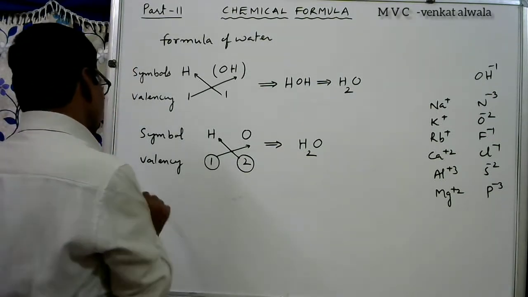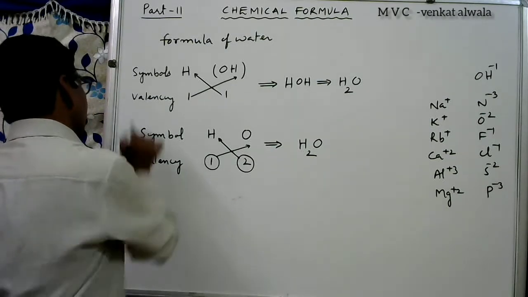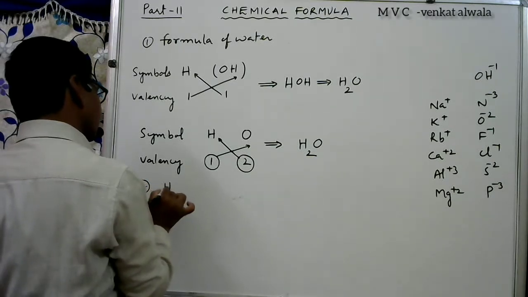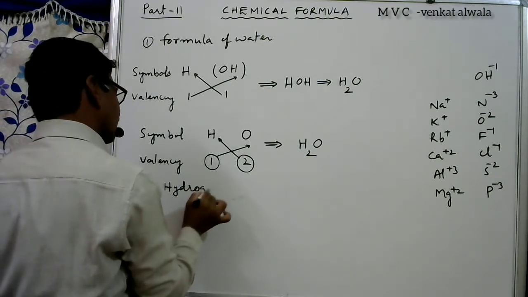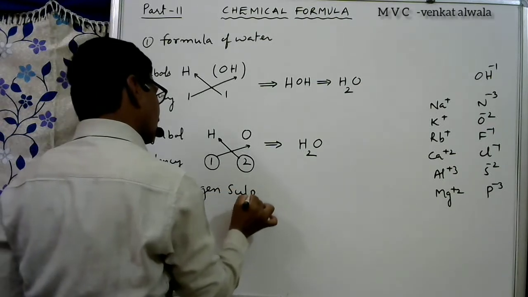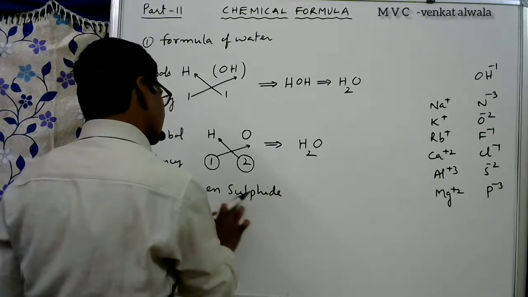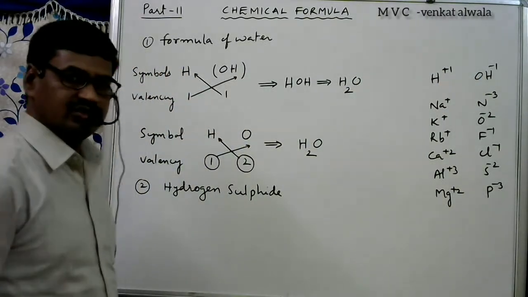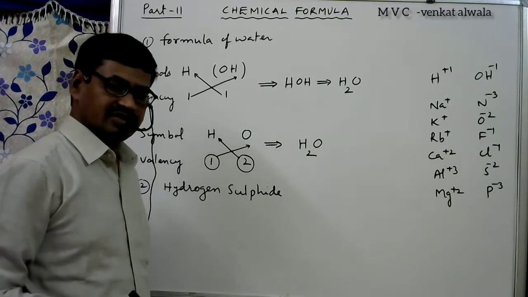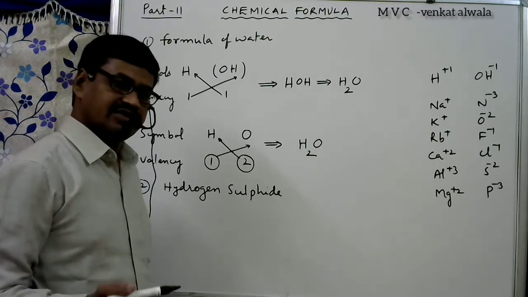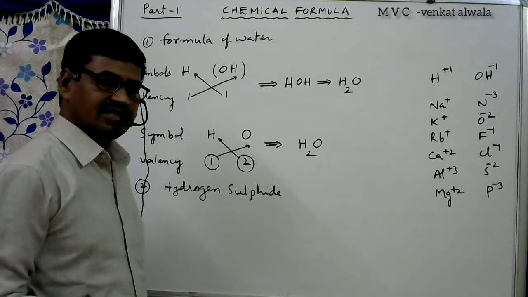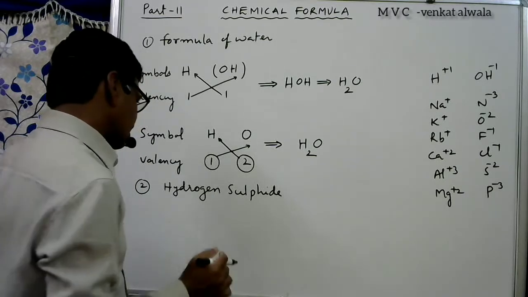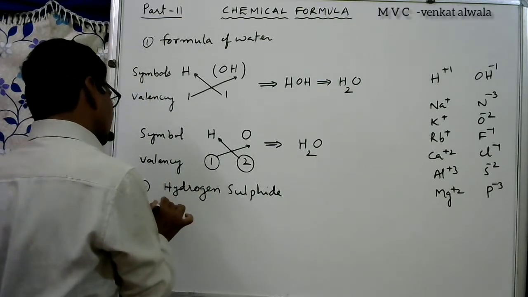See here, I am taking one more compound. That was the formula of water I gave; now hydrogen sulfide. What is the formula of hydrogen sulfide? Here I am writing H plus. Hydrogen always carries a plus 1 charge in cation form and a minus 1 charge in anion form. Whenever it combines with metals, it takes minus 1 charge; whenever it combines with non-metals, it takes plus 1 charge. That also you will get clarity on in further classes.